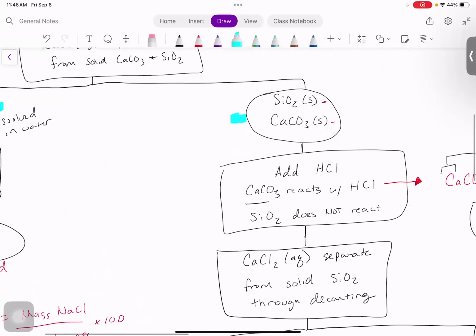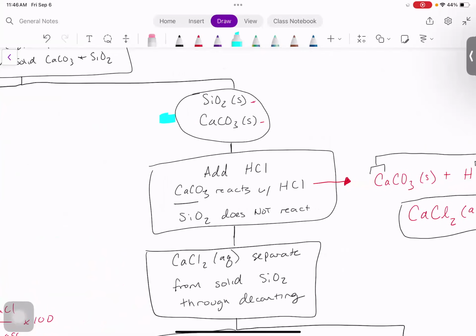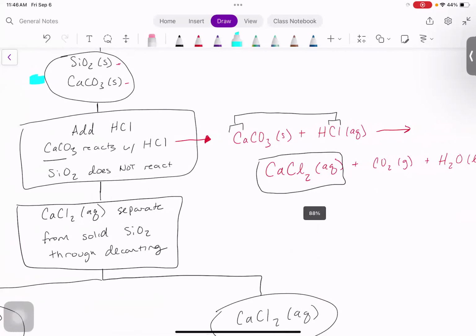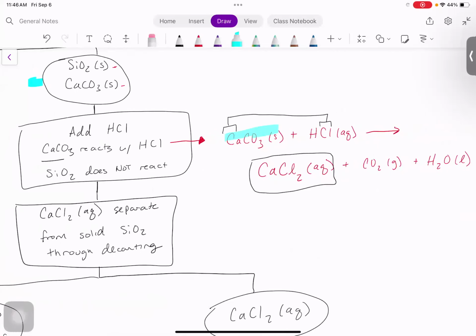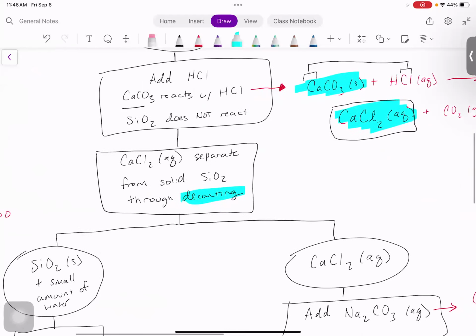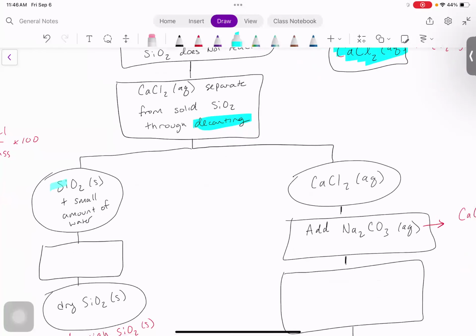On the other side, to separate the solid silicon dioxide from the solid calcium carbonate, I'm going to add hydrochloric acid to perform this chemical reaction, which converts my solid calcium carbonate into something aqueous. So by chemically reacting the solid calcium carbonate to turn it into aqueous or soluble calcium chloride, that allows me to decant, to separate the now dissolved calcium chloride from the solid silicon dioxide. And so that gives me my solid silicon dioxide in one container and my aqueous calcium chloride in a separate container.